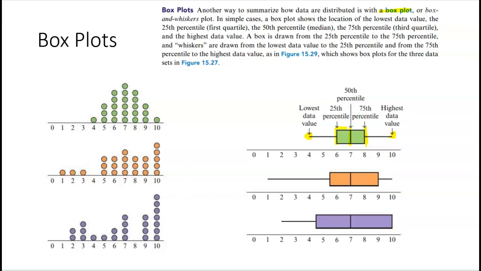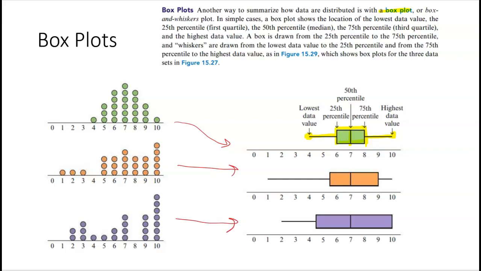And then a box is drawn around those quartiles, and then whiskers are drawn to the lowest and highest value. So here are the box plots. Now what you can see from the box plots, they go directly to each other. So you can pause here and just look at what you notice.